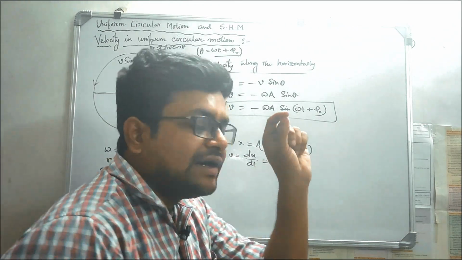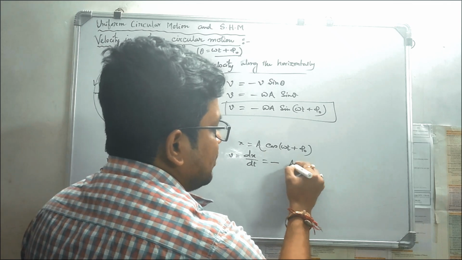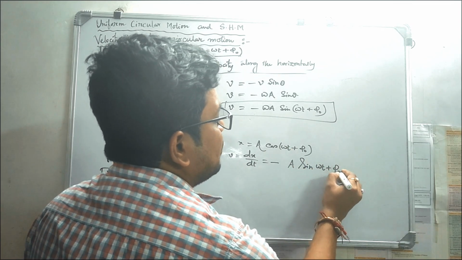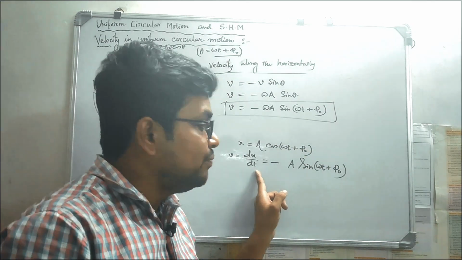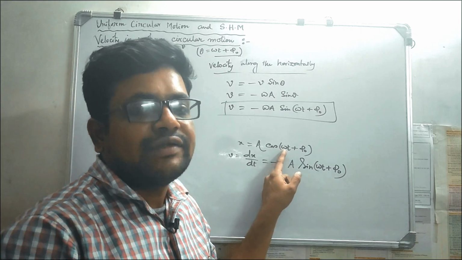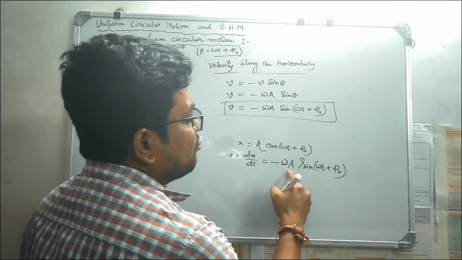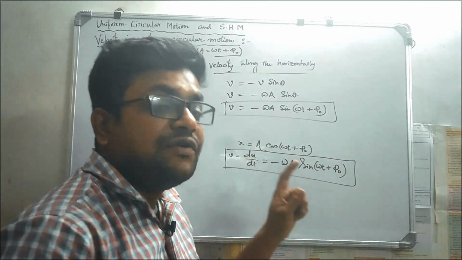As we know, the differentiation of cos is minus sine. So minus a, which is a constant, and cos becomes sine of omega t plus phi naught. But as I am differentiating with respect to time, whatever is multiplied with the time, that is omega, is taken as a constant and will come out. That's why minus a omega sine of omega t plus phi naught. This is the velocity expression by differentiation.